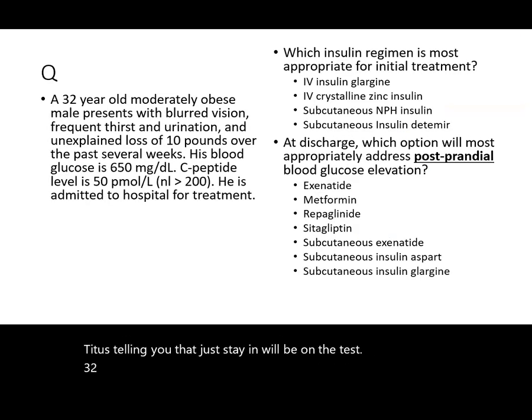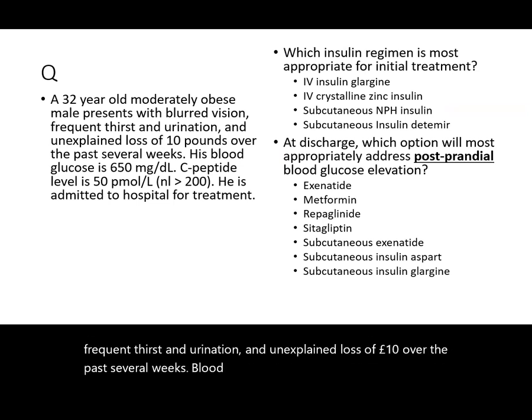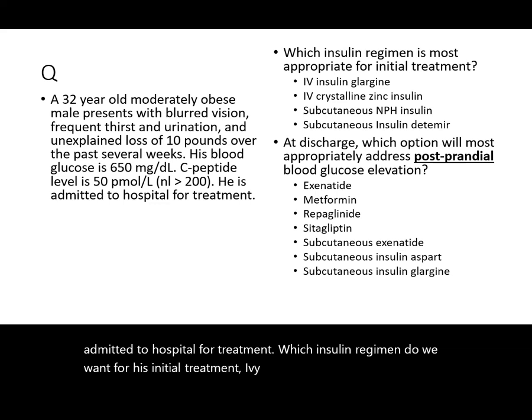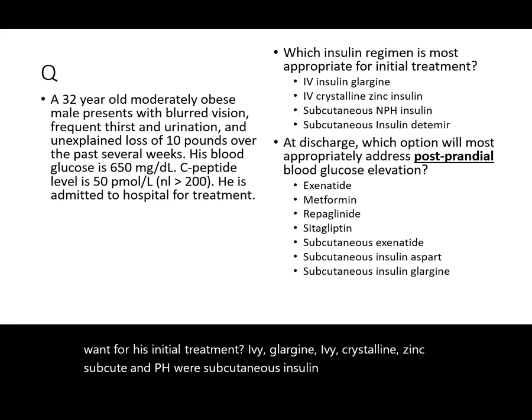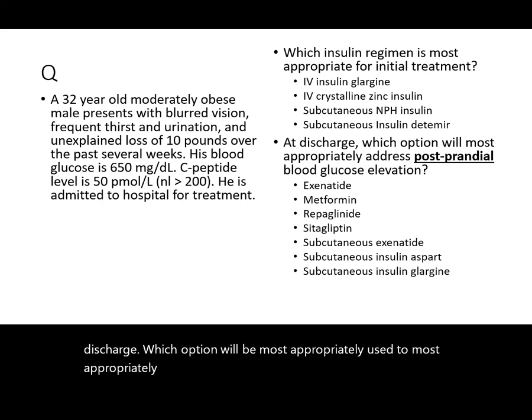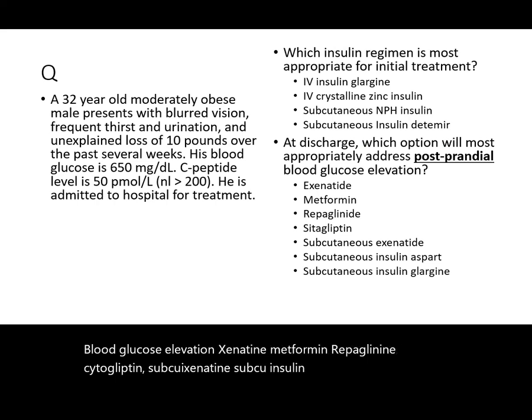A 32-year-old moderately obese male presents with blurred vision, frequent thirst and urination, and unexplained loss of 10 pounds over the past several weeks. Blood glucose is 650. His C-peptide is 50. He's admitted to hospital for treatment. Which insulin regimen do we want for his initial treatment? IV glargine, IV crystalline zinc, sub-Q NPH, or subcutaneous insulin detemir? And then at discharge, which option will be most appropriately used to address his postprandial blood glucose elevation? Exenatide, metformin, repaglinide, sitagliptin, sub-Q exenatide, sub-Q insulin aspart, or sub-Q insulin glargine.